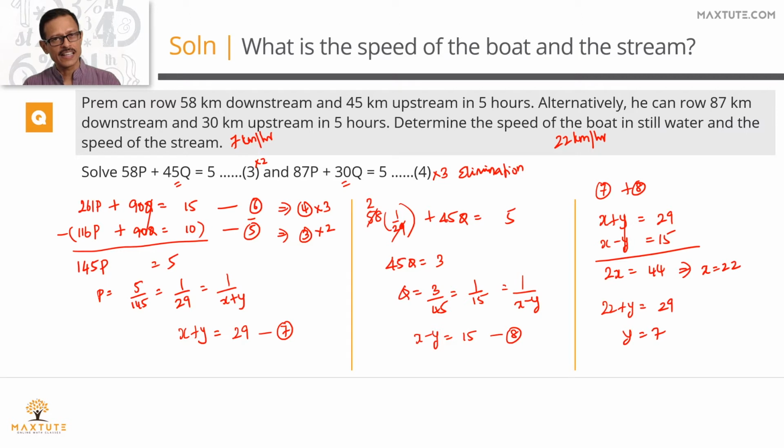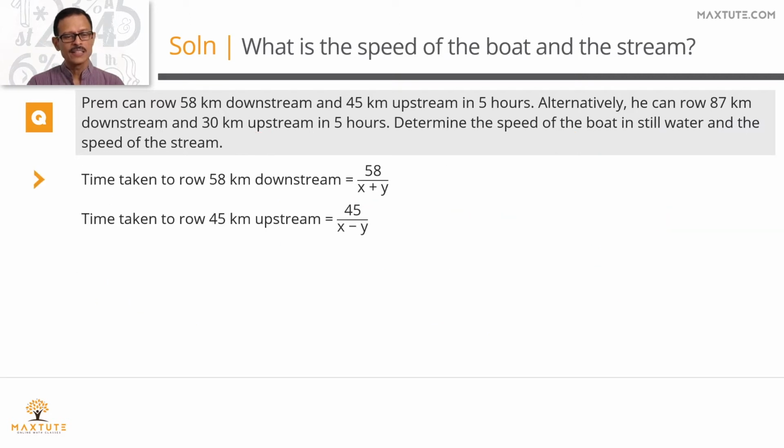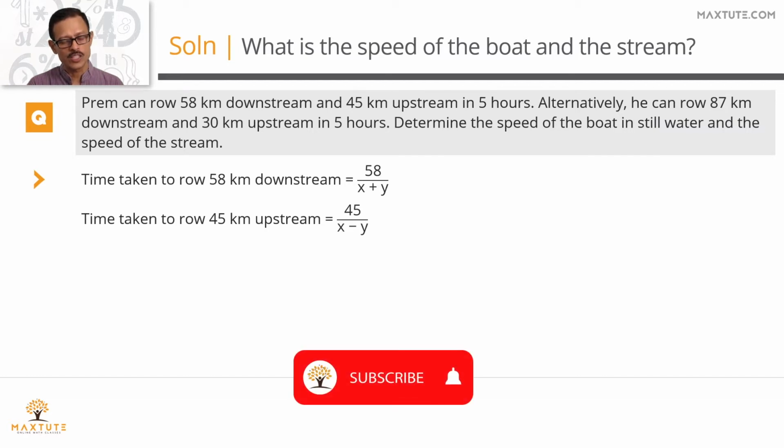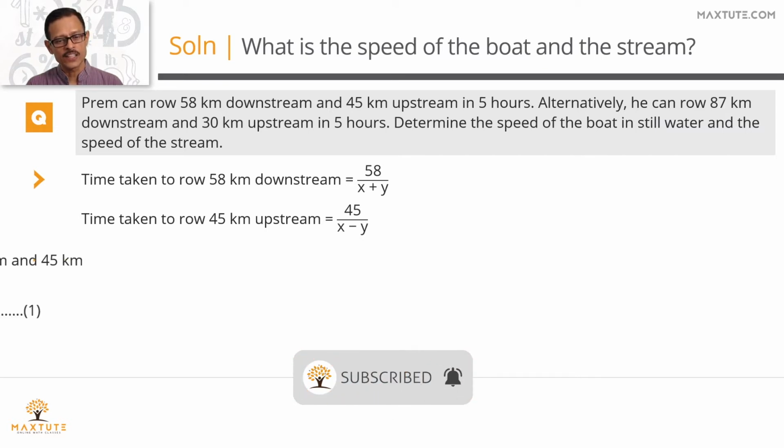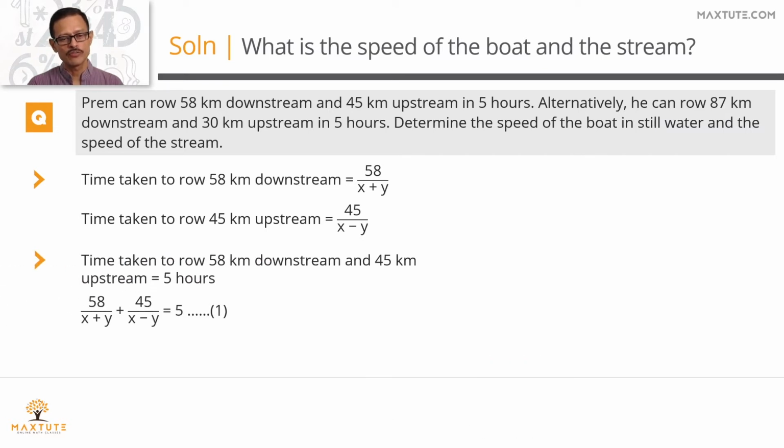Quickly summarize this entire discussion in a printed form. Probably will take us about 45 seconds. Time taken to row 58 kilometers downstream is the distance by the downstream speed. Upstream 45 kilometers is 45 upon x minus y. So it takes 5 hours for the total journey to row 58 downstream and 45 upstream. Total time taken equals 5. So this is part 1 of how the equation is framed.